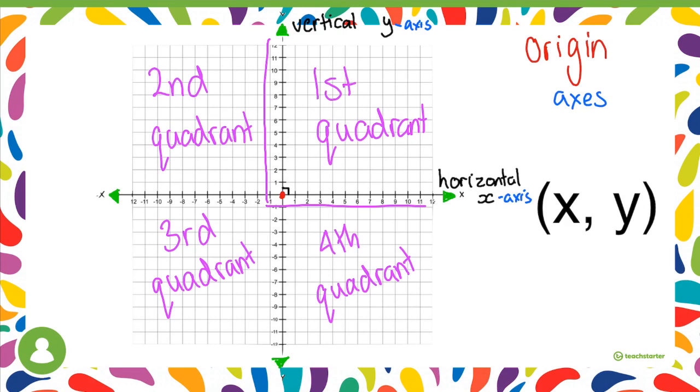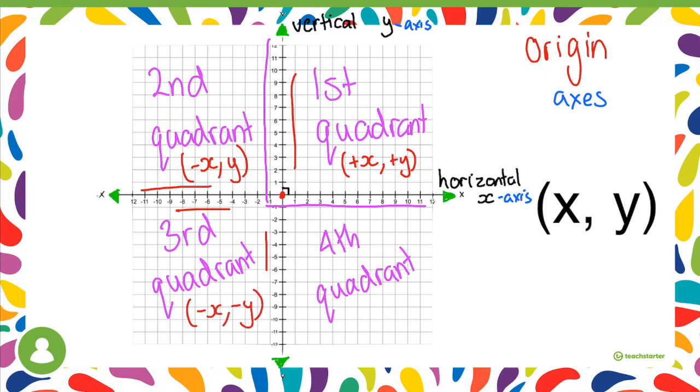Now, let's take a look at each quadrant separately. In the first quadrant, both X and Y are positive. In the second quadrant, however, X is now a negative number, but Y remains positive. In the third quadrant, X is negative and Y is negative. So this is our double negative quadrant. And lastly, down here, our X is positive, but our Y is negative. So that will be the case for all numbers.